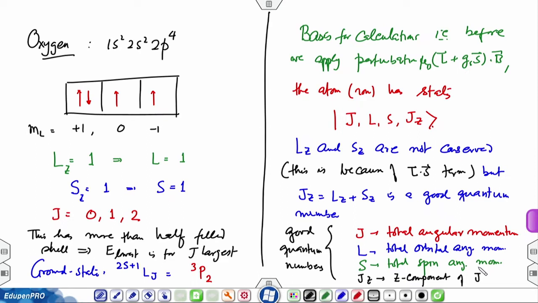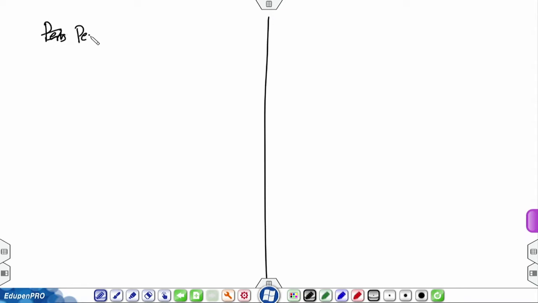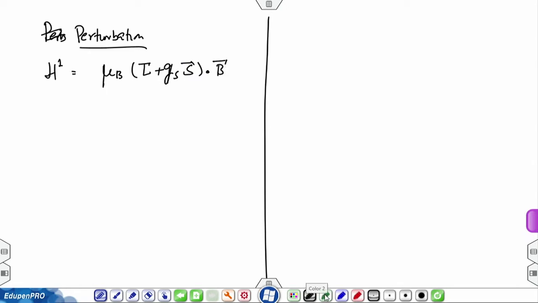So, this is the basis we are working in, and now what I have got to do is calculate the expectation value of this perturbation. So, perturbation H1 is mu B times L plus GS S dot B, and if I calculate the expectation value, therefore, the change E1 is going to be the expectation value with respect to J, L, S, Jz of L plus GS S, dotted with B, and there is a mu B here.